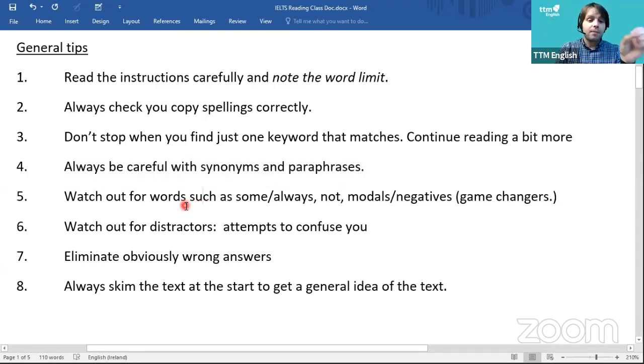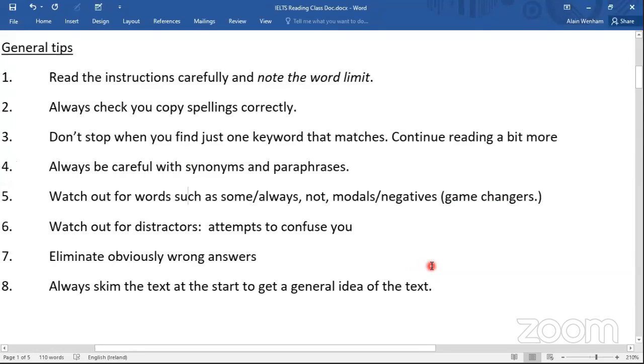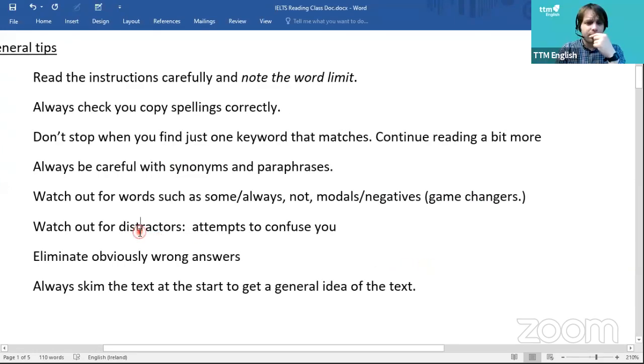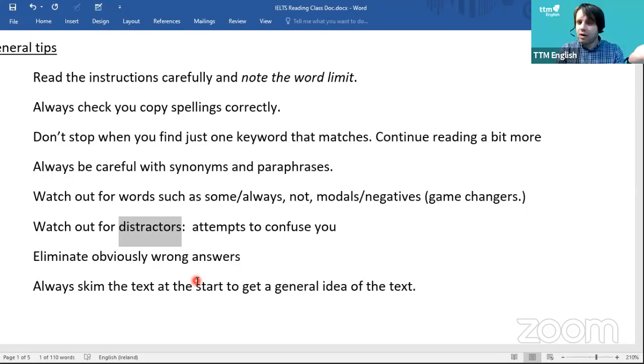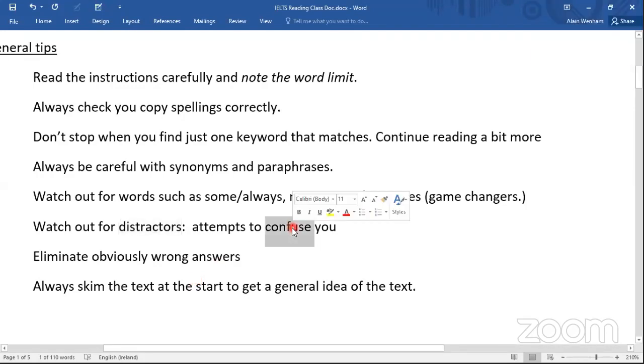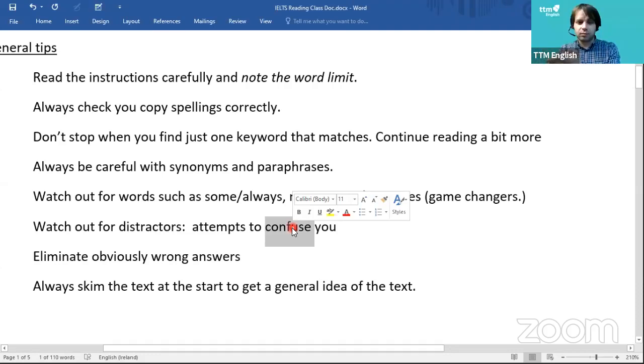Okay, let's ask another person. John. Yes. What is a distractor? Distractor is something like a word that distracts you. It distracts you, and it's trying to confuse you. They're trying to make you make the wrong decision, aren't they? Yeah. So you have to be wary that the IELTS will do this on purpose.